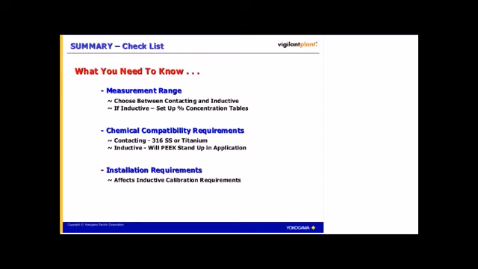As a summary, what do you need to know? Selecting the proper equipment for a conductivity application is not really that difficult. You need some basic information as listed on the slide. You need to know your measurement range, chemical compatibility, installation requirements, physically how am I going to get this online. And once you have this information, you can talk with your vendor and they can easily work out with you what the right product happens to be for your particular need.